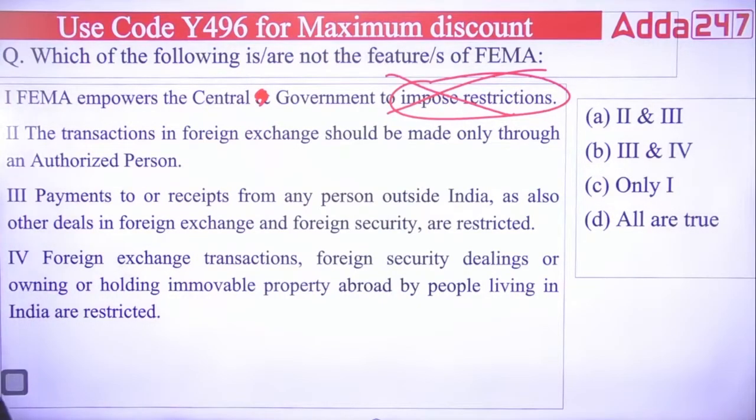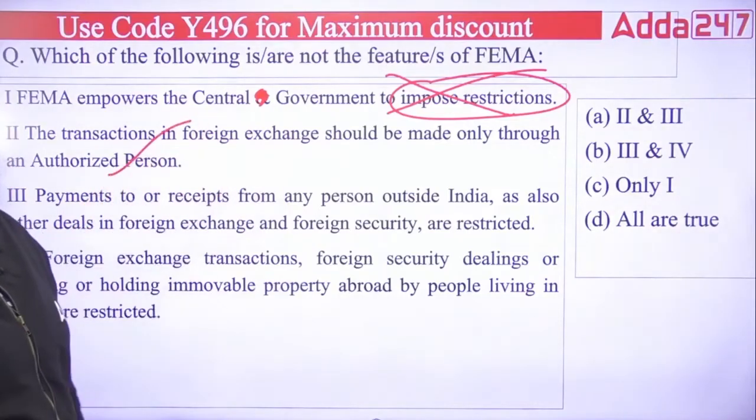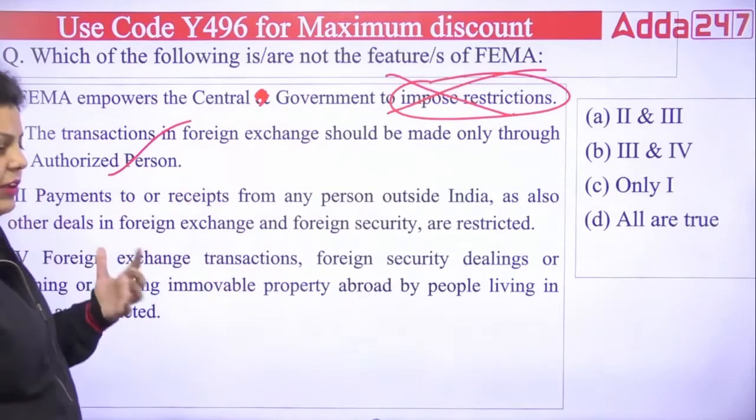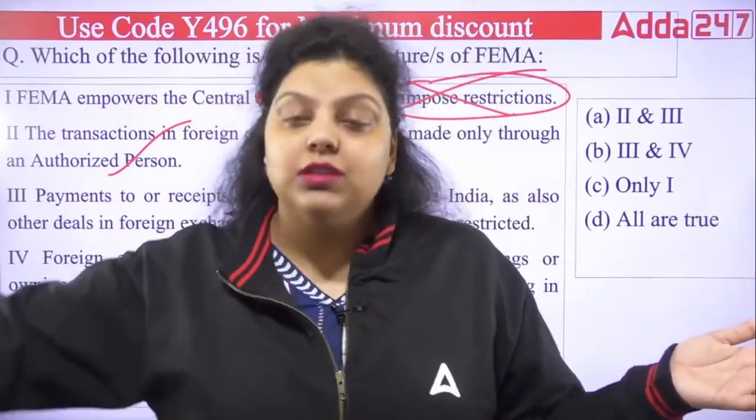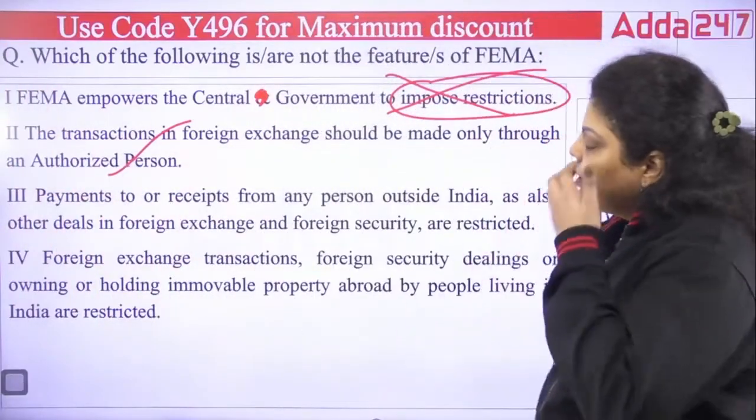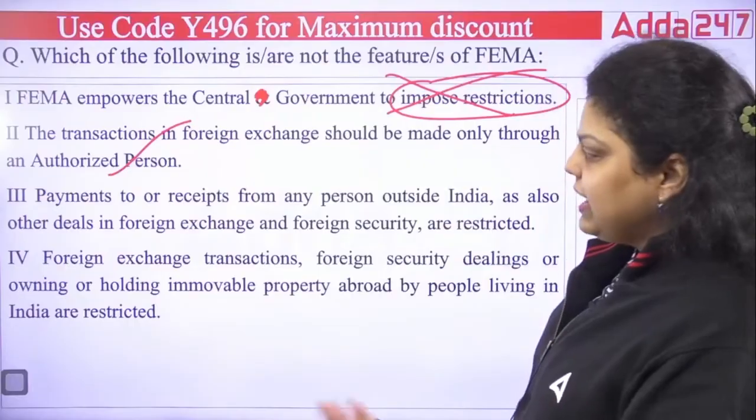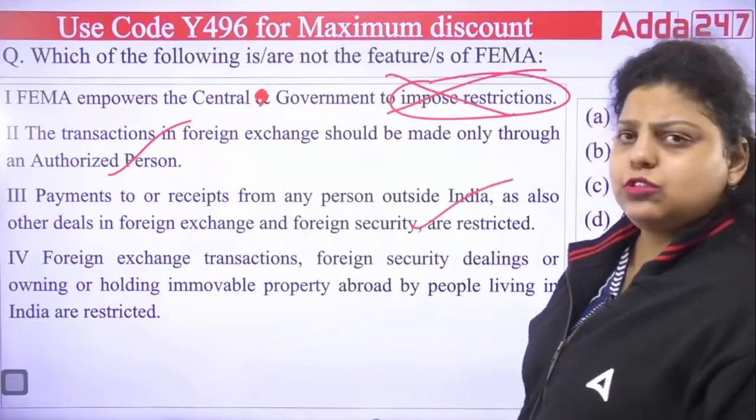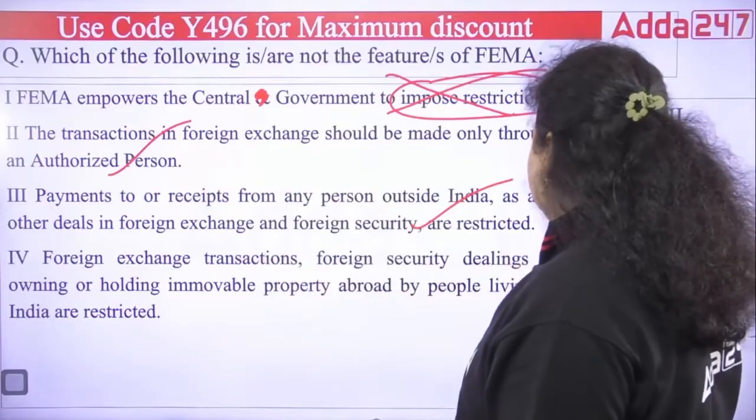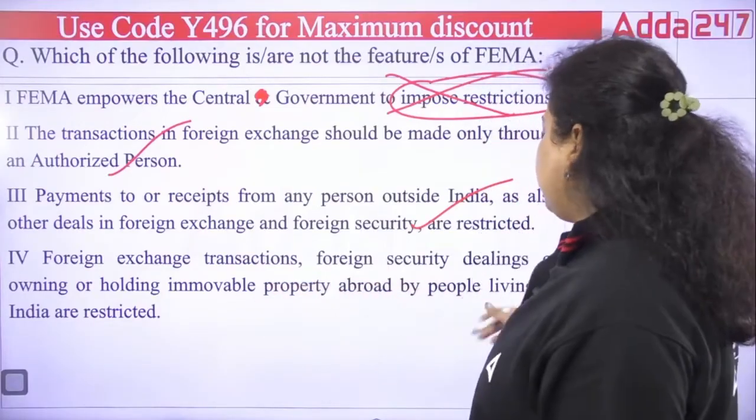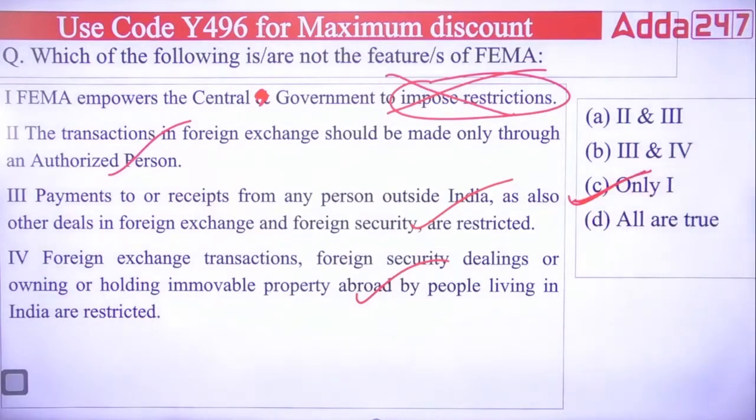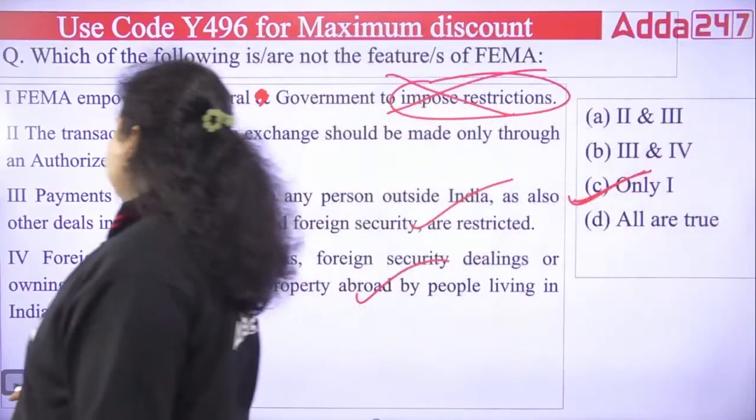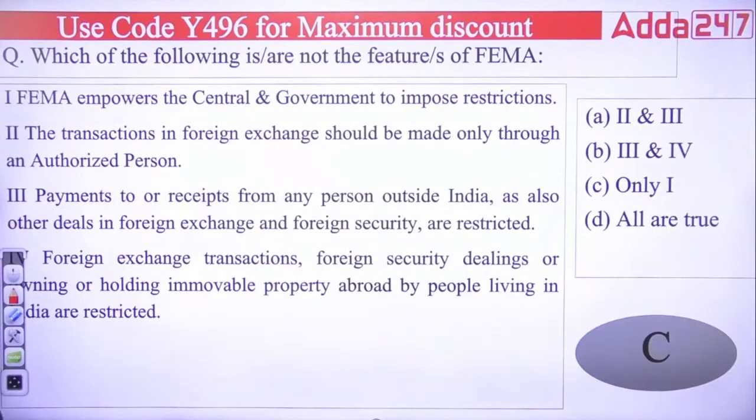Now, the transaction in foreign exchange should be made only through an authorized person. This is true. Authorized person means any entity or any person to whom RBI has allowed that you can transact, you can perform the exchange of currency, or you can participate in the foreign exchange. Now, payment to or receipt from any person outside India, as also other deals in foreign exchange and foreign security, are restricted. This is true. Foreign exchange transaction, foreign security dealings, or owning or holding a property abroad by people living in India are restricted. This is true. So it means the feature that is not correct is only your first option. So the right answer will be C. Okay, right answer, your C.